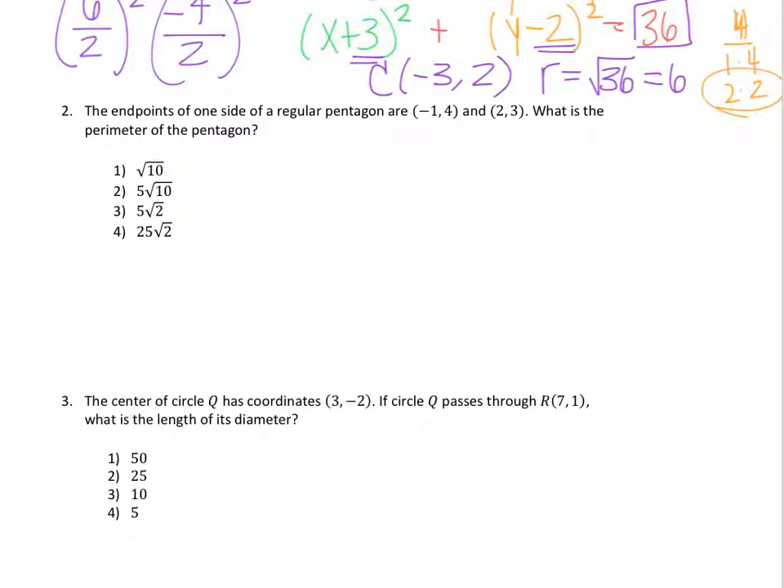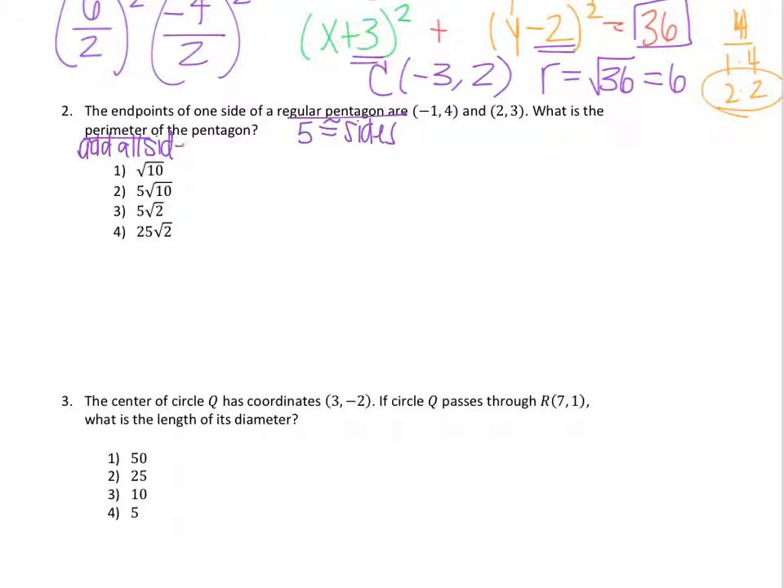Number 2, again, Common Core question, says the endpoints of one side of a regular pentagon are negative 1, 4, and 2, 3. What is the perimeter of the pentagon? So before we talk about how to find perimeter, let's talk about what a regular pentagon is. Remember, regular means all sides are congruent, and pentagon means 5 sides. So in this case, we have 5 congruent sides. And it's asking for the perimeter, which means we need to add all sides.